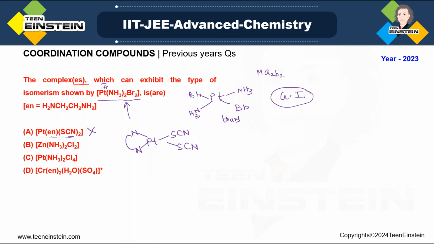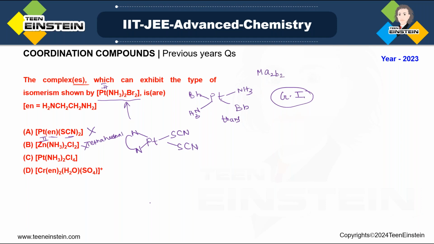The next one is Zn, 2 ammonia, 2 Cl. Now coordination number 4, and if it is tetrahedral, no question of GI, but is it tetrahedral or is it square planar? See here, oxidation state is 2+. Zn2+ means it is a completely filled d10 system, and in a d10 system, square planar geometry is not possible. It is basically tetrahedral. So as it is tetrahedral, cis-trans is not possible. So this is also cancelled.